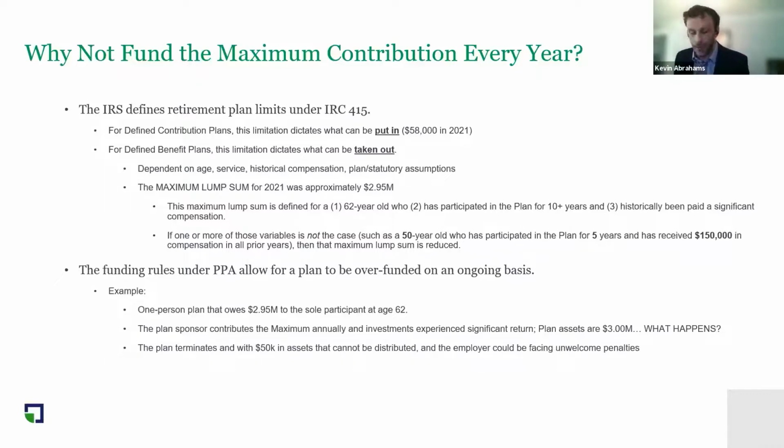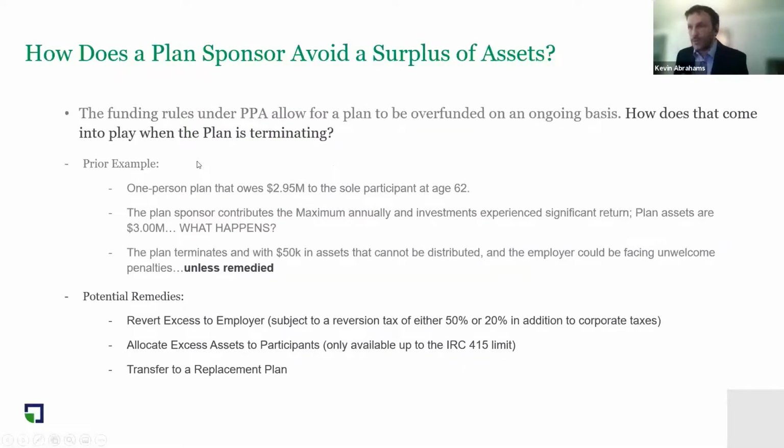Don touched a little bit on this when he was talking about the plan termination process. If the one participant in the plan can only take out 2.95 million, but the plan assets are 3 million, what do we do with that extra $50,000? We have to find a home for it, and that's not in the IRA of that one person because they are capped out. So that could cause problems unless there are certain remedies that we come up with. The primary approaches are shown here. The default approach is essentially that $50,000 that can't be paid out to that owner because they're already capped out reverts back to the company.